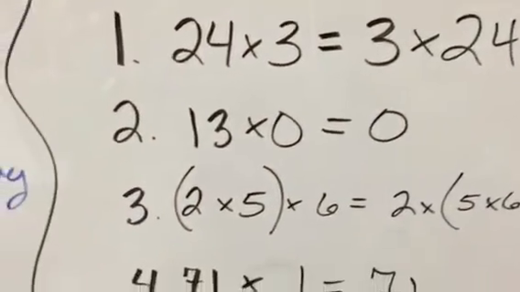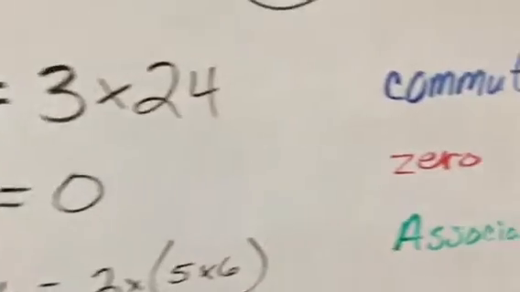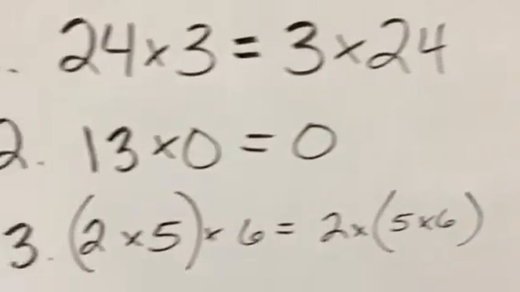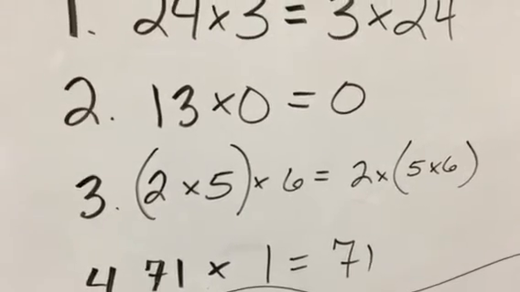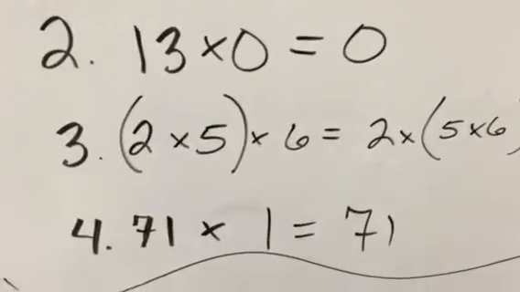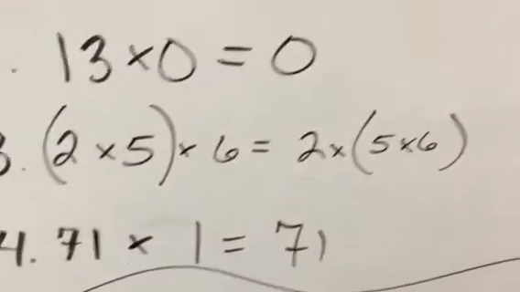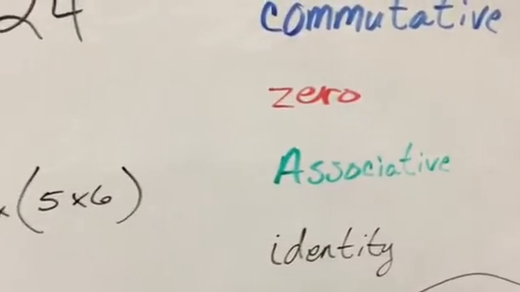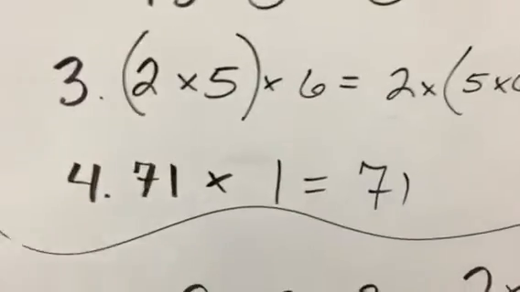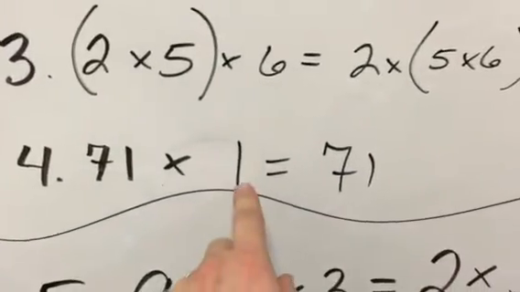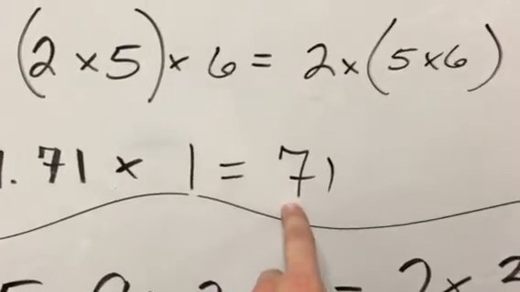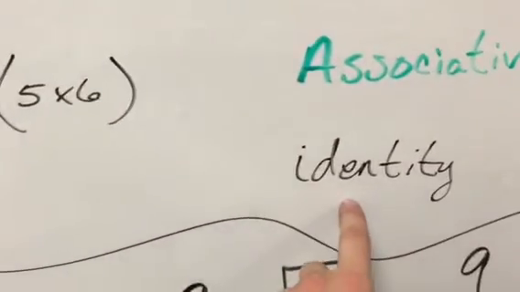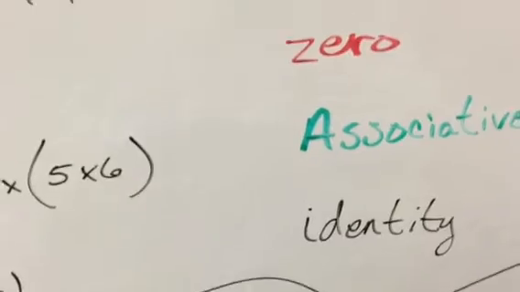Number 2 is 13 times 0 equals 0. That's the 0 property. 2 times 5 times 6 equals 2 times 5 times 6. We just move the grouping, and if you remember, that's called the associative property. And then the last one, 71 times 1. Anytime a number times 1, the answer is itself, the product. So that's the identity property.